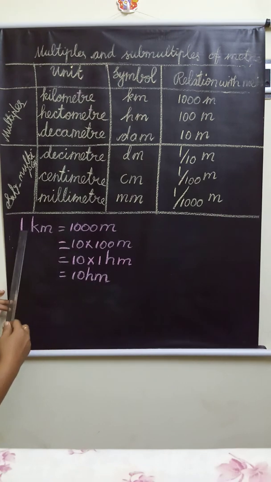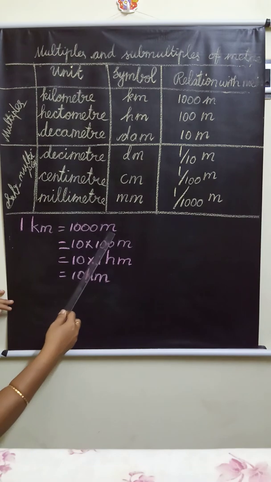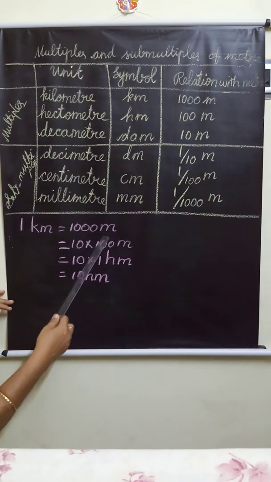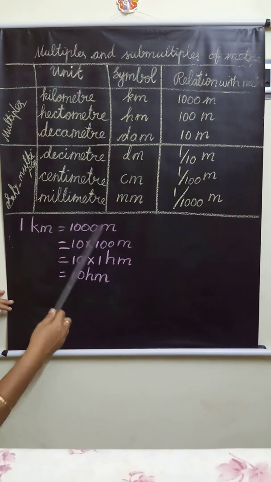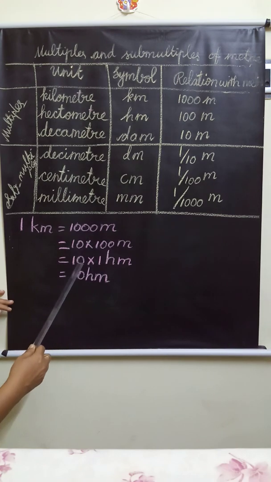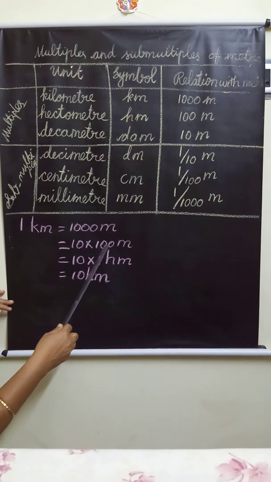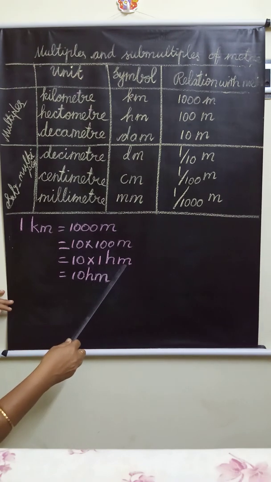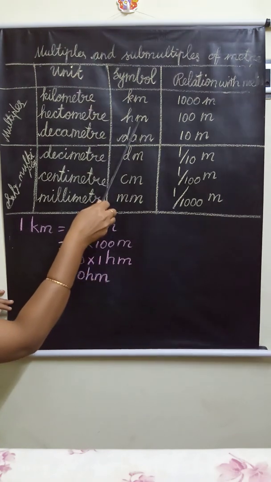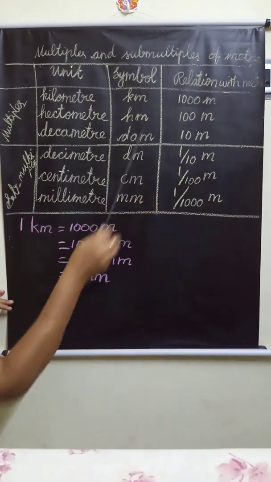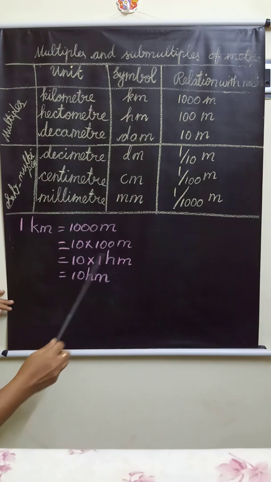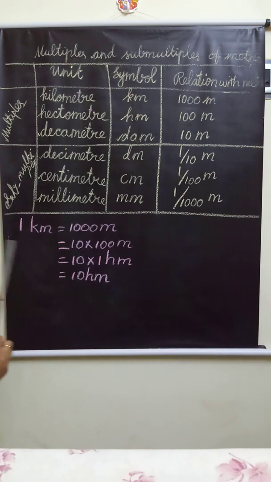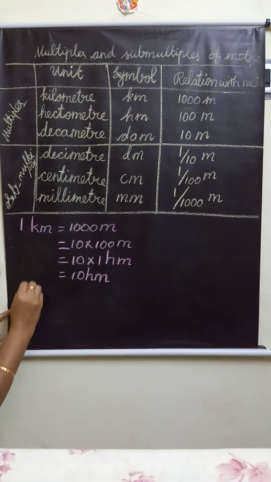Listen, this formula, 1 kilometer equal to 1000 meter. From this 1000 we have to separate the two numbers. 10 into 100 is equal to 1000. So we write 10 the same, then instead of 100 we write 1 hectometer, because 1 hectometer is equal to 100 meter. So 10 into 1 is equal to 10 hectometer.